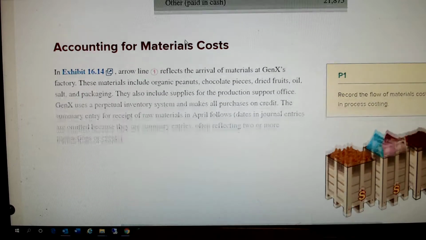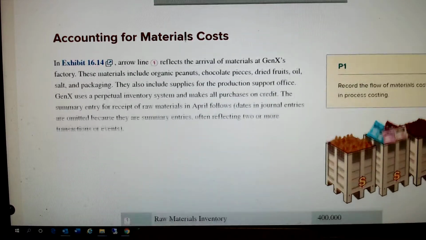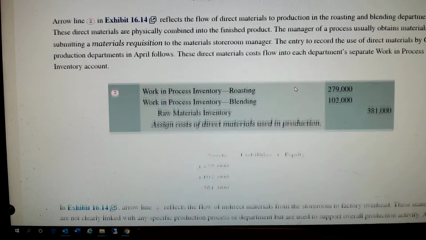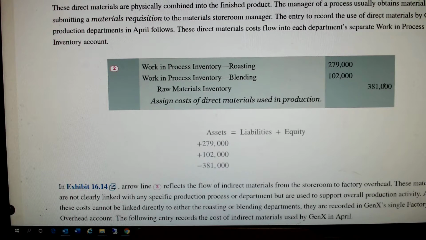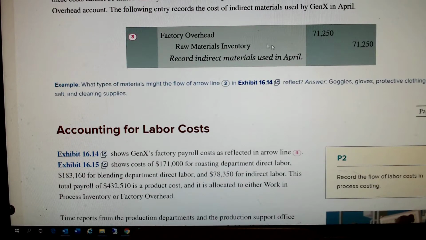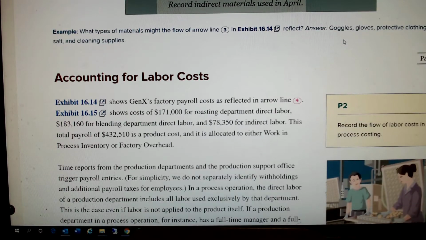These are the journal entries in process costing. Buying raw materials is exactly the same thing. Assigning raw materials, well, raw materials is no longer going to just one work in process account. It may be going to multiple work in process accounts, multiple departments. One raw material inventory, multiple work in process departments. Indirect materials, same thing that we saw in prior chapters.